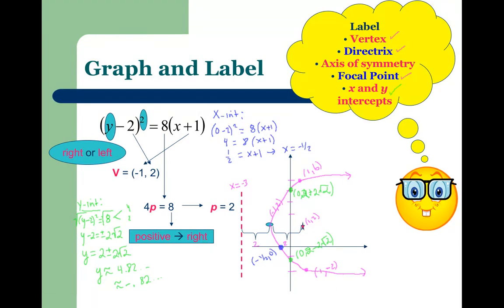So my last thing that I'm missing is the axis of symmetry. So that's like the line of symmetry. It's going to divide this in half. So that's going to go through the vertex and through the focus. So right here is my axis of symmetry. And what's the equation of that? Well, it's a horizontal line. So it's going to be y equals 2.